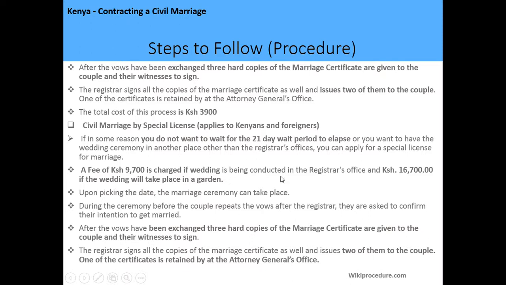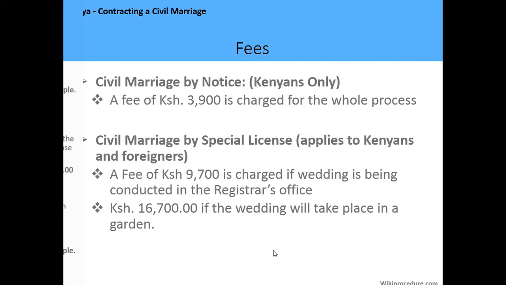if the wedding will be conducted at the registrar's office before the 21-day period has lapsed, and if the wedding is going to take place in another place other than the registrar's office, a fee of Kenya shillings 16,700 will be charged. So upon picking of the date, the marriage ceremony can take place, and the same process of exchanging vows will take place, and the couple will sign the 3 hard copies. 2 of them will be retained by the couple, and 1 is going to be retained at the Attorney General office.